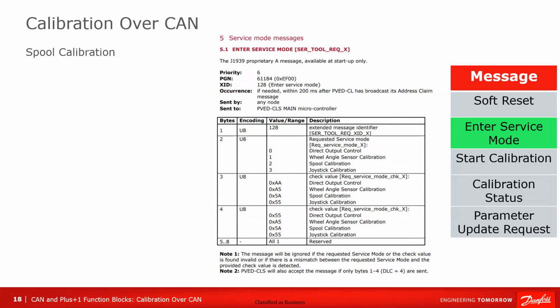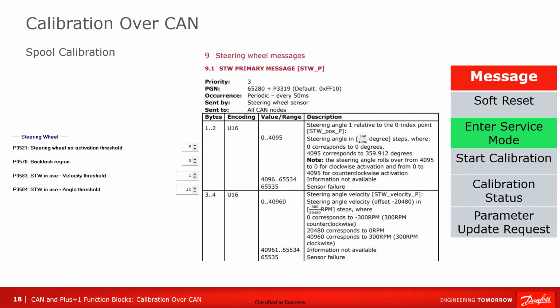If the valve is set to EHIH and IMD in Service Tool, spool calibration will become armed automatically. If the valve is set to EHIE and STW, then the STW CAN message must be changed to appear in use. The STW message must have a change in angle and velocity greater than the STW in use thresholds, and then stop moving to get to the armed state. This could also be done manually using the steering wheel.